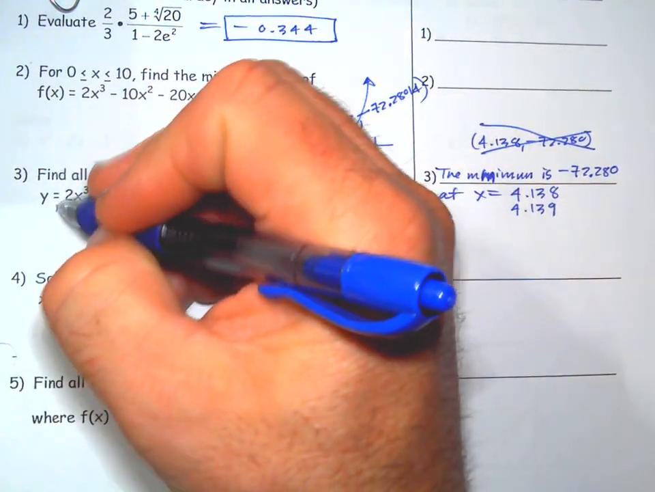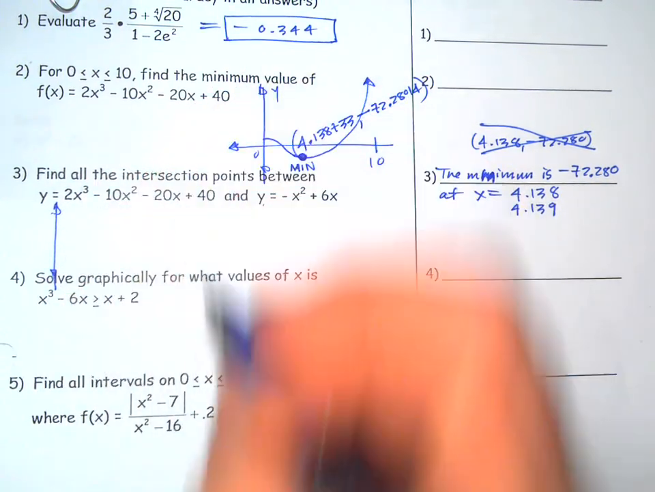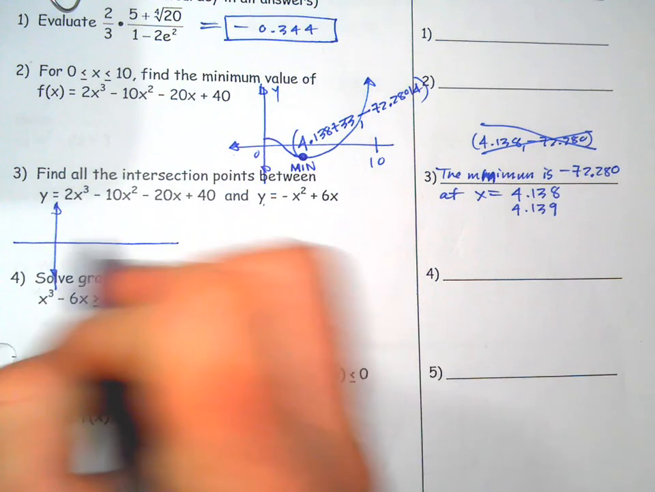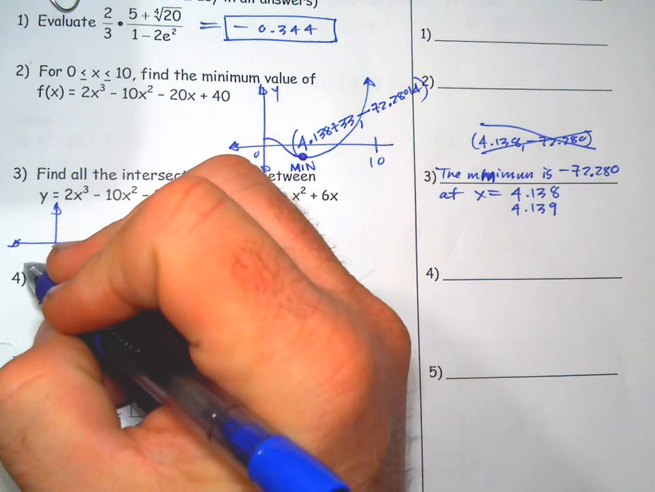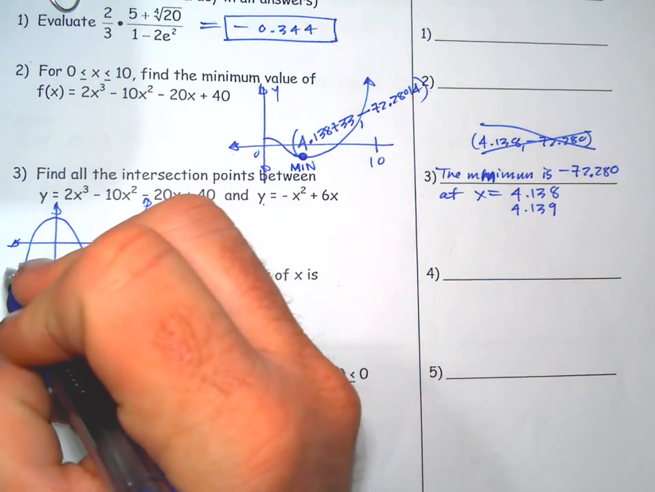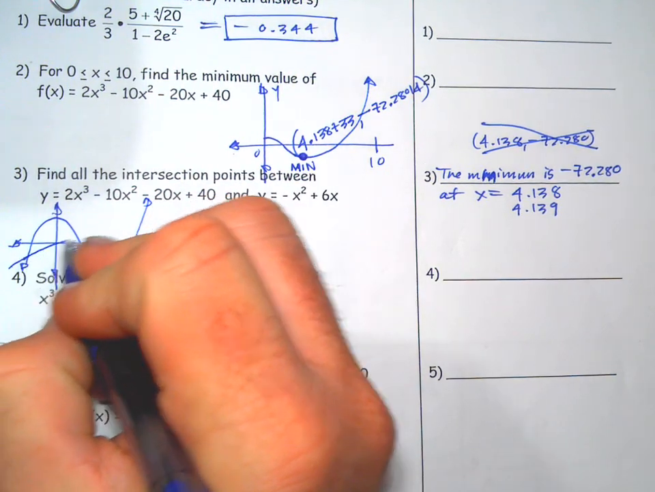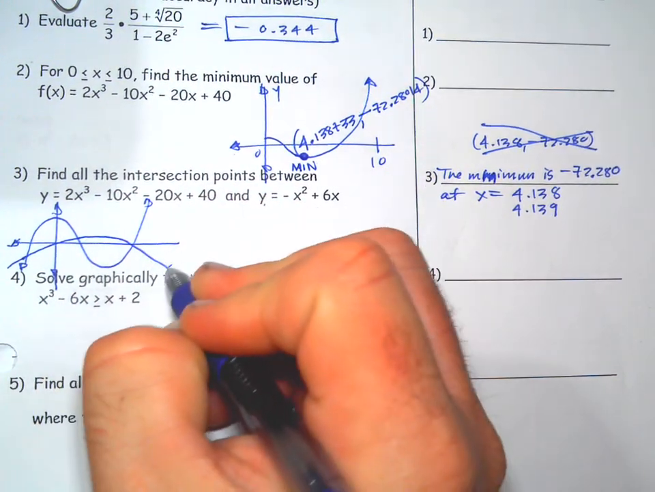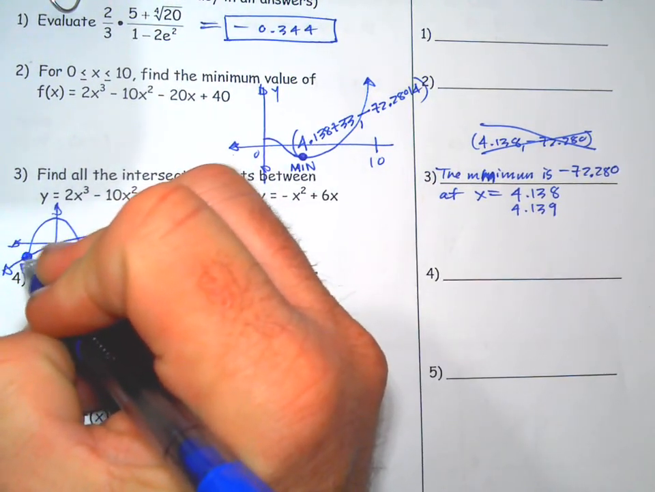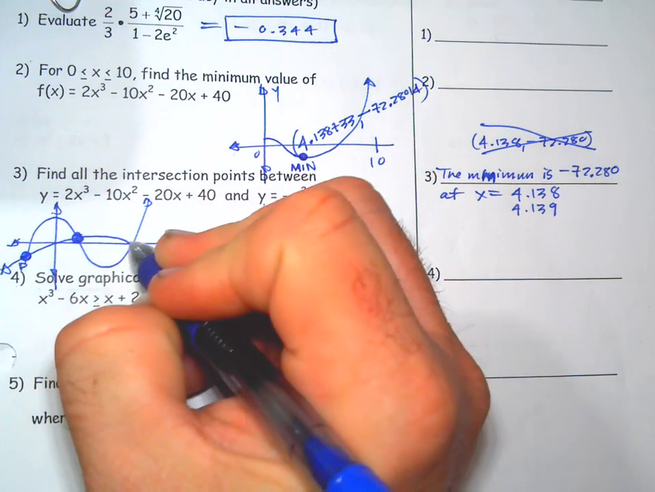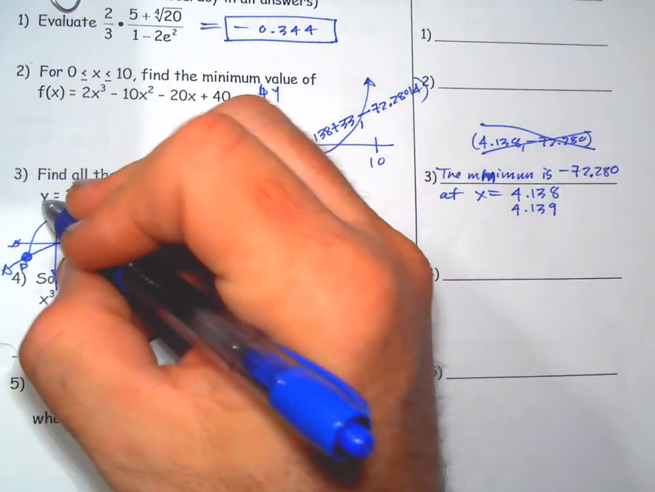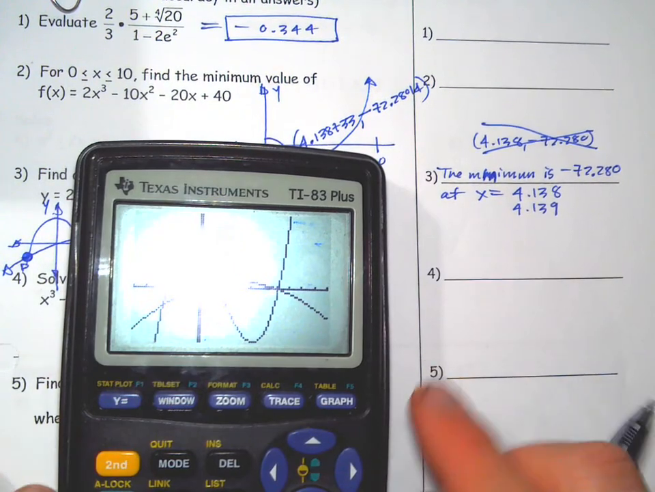So I'm going to draw a quick sketch of this. On your test, you have more room to draw sketches. But so we have a cubic that's kind of going like that. And then we have a parabola that's kind of going like that. And our answers are here, here, and here. So let's see if we can find those intersections.